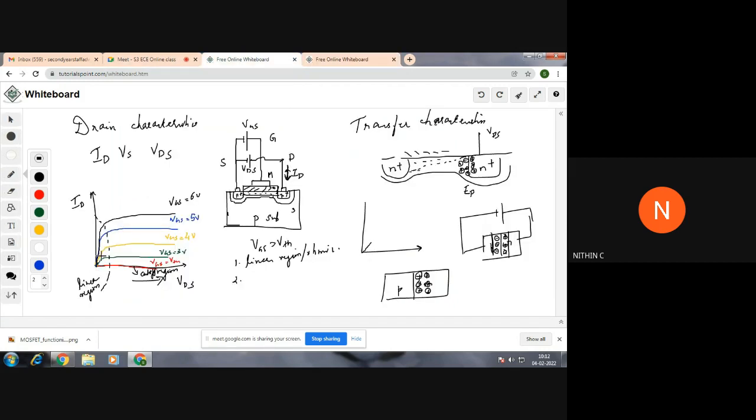That's why we are having a constant current after a particular value of VDS. That particular value of VDS is called VDS saturation. In this case it will be here: this will be VDS saturation, this will be VDS saturation, and this will be VDS saturation. So when VDS has reached VDS saturation, what happens? The drain current will saturate.